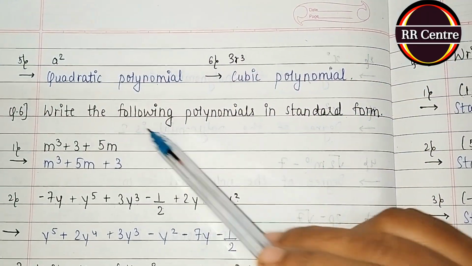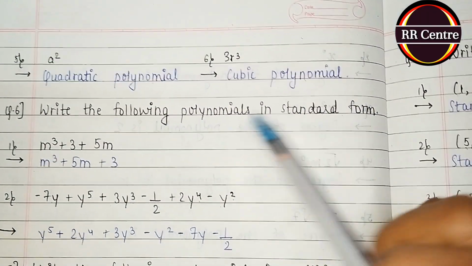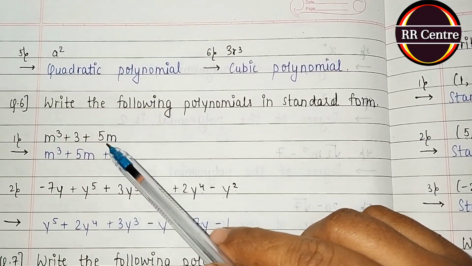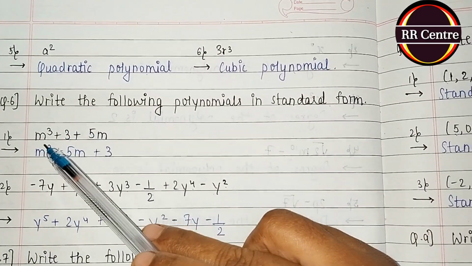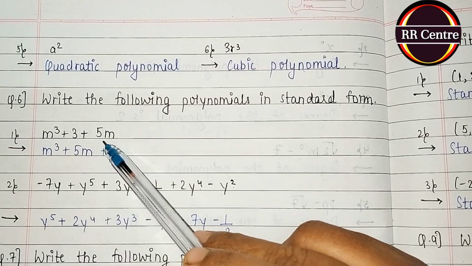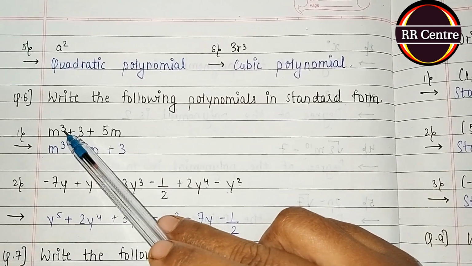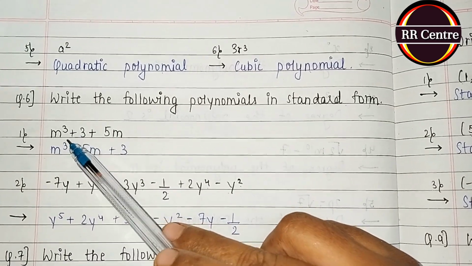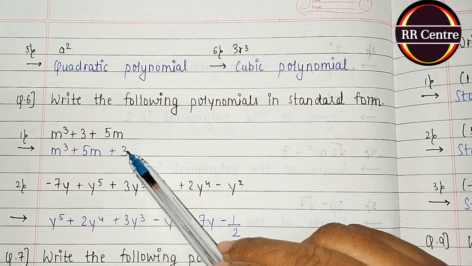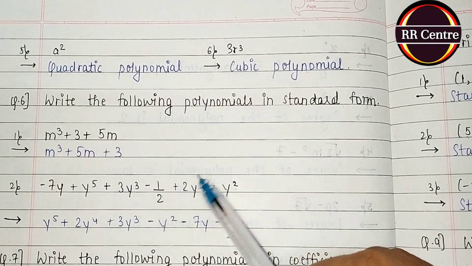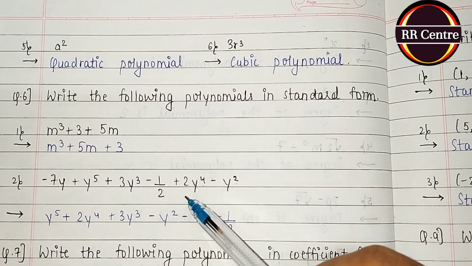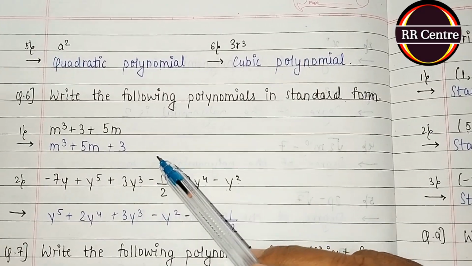Question 6, write the following polynomial in standard form. Standard form में आपको लिखना है, but we arrange that. So m cube plus 3 and plus 5m, arrange करेंगे according to the higher power index, 3, 1 and 3. अगर आपके कुछ index power missing है तो you can write that as it is in the standard form.